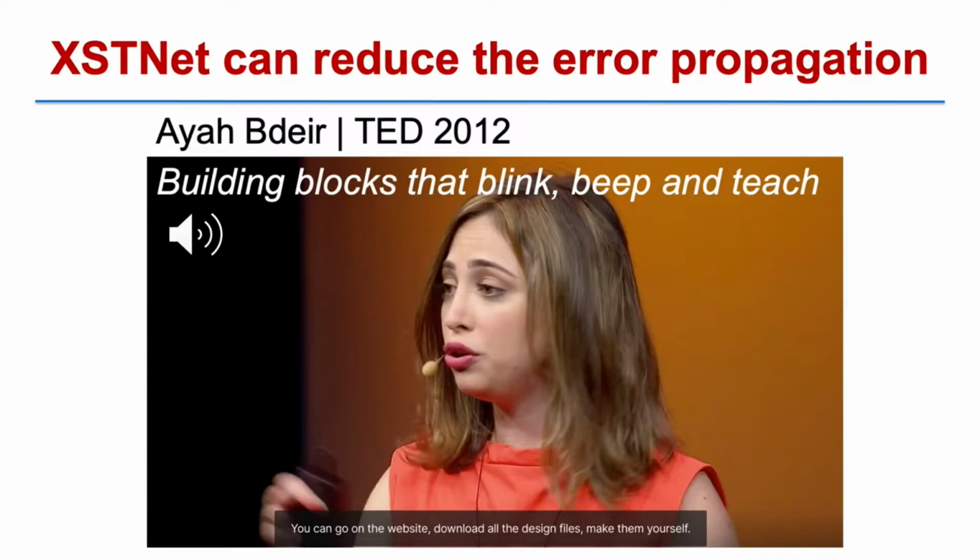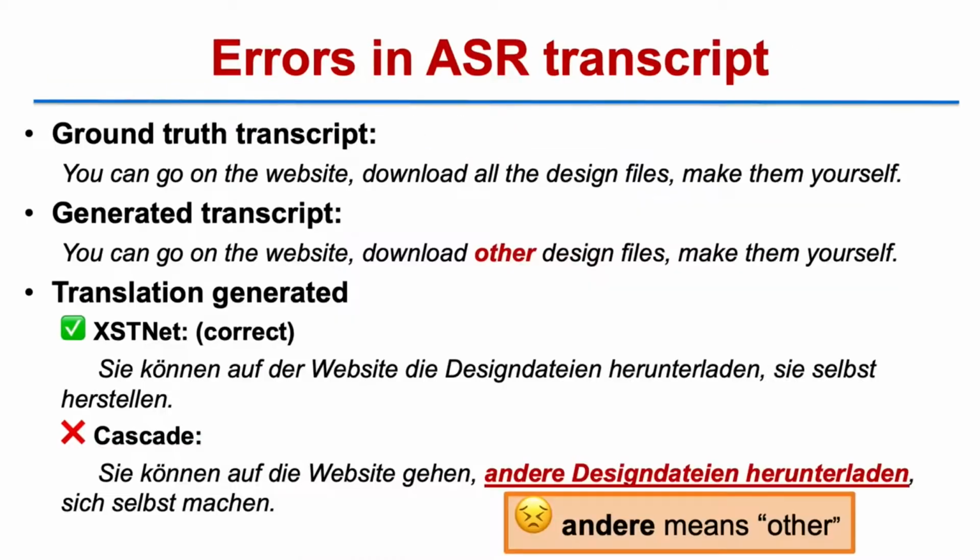And finally, I would like to show some cases to compare the end-to-end model with the cascaded system, and in what cases our model is better than the traditional cascaded model. The demo is from a TED Talk. Listen. You can go on the website, download all the design files, make them yourself. And we find that the ASR model recognizes "all the design files" as "other design files". This brings a wrong translation in the cascaded system, while the end-to-end XSTNet gives the correct translation.